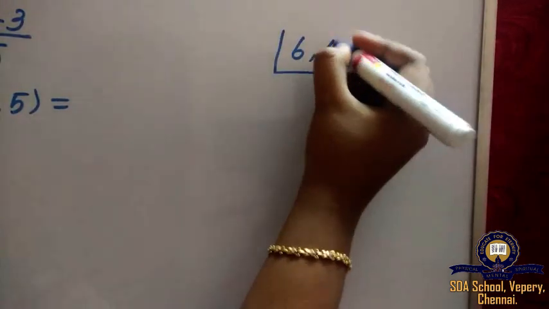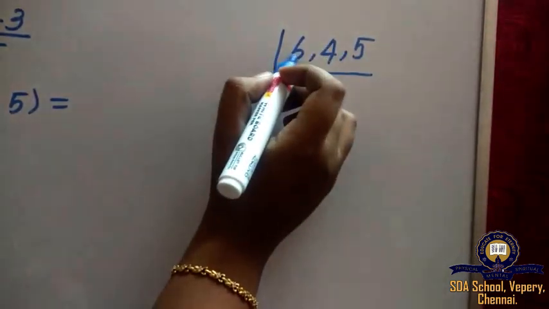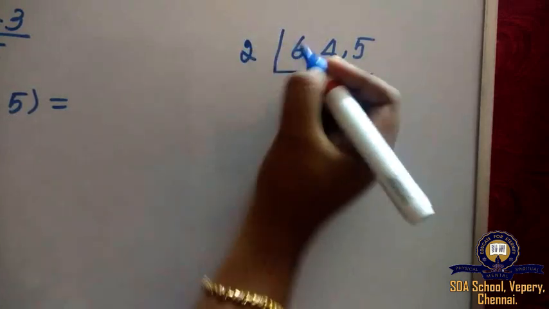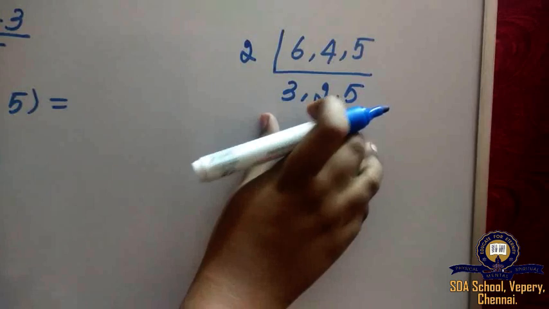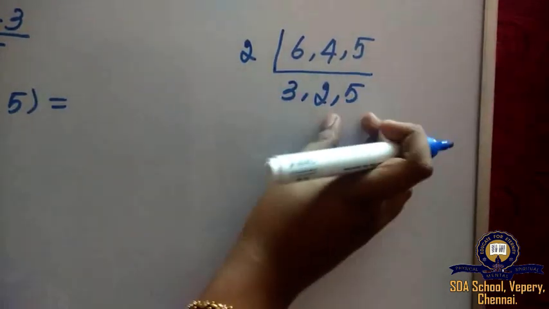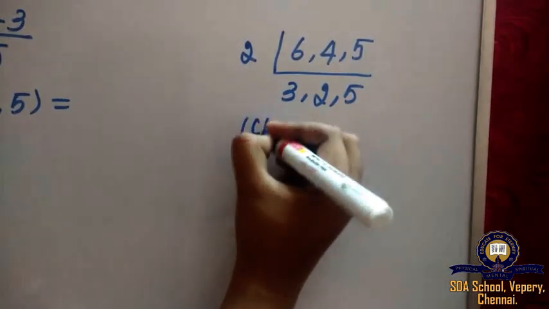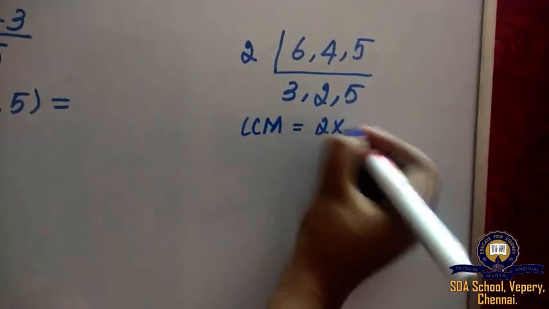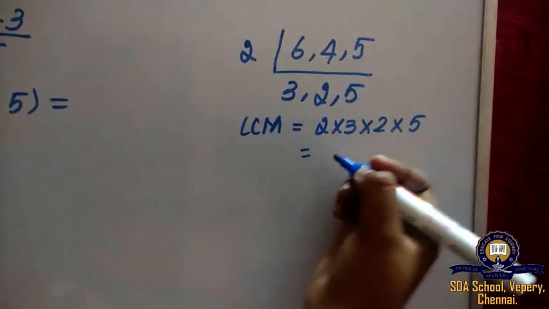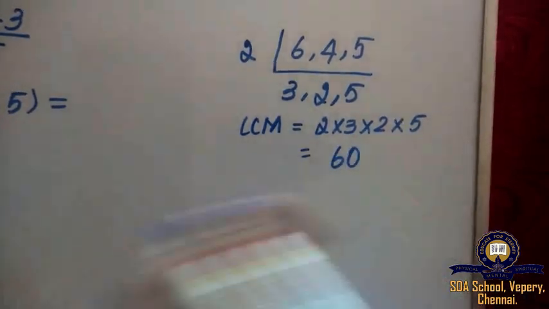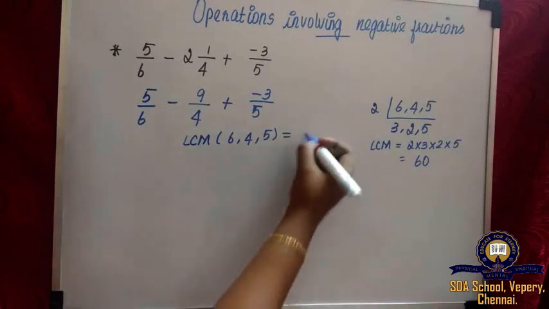So, LCM of 6, 4, 5. These three do not have a common factor, but 6 and 4 have a common factor 2. 2 3s are 6, 2 2s are 4. Bring this 5 down as it is. These three do not have a common factor. Even when you take 2 terms, they do not have a common factor. So, you have to stop at this step. So, the LCM is equal to 2 into 3 into 2 into 5, which is equal to 60. So, we have got the LCM to be 60.